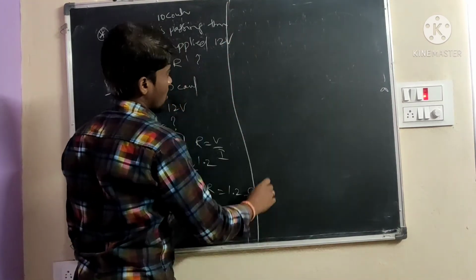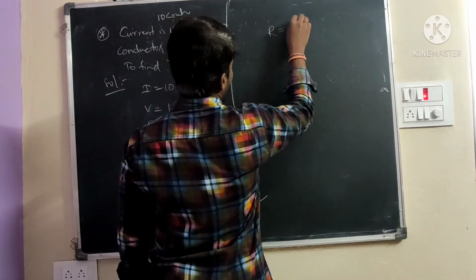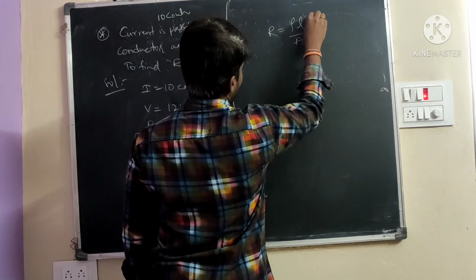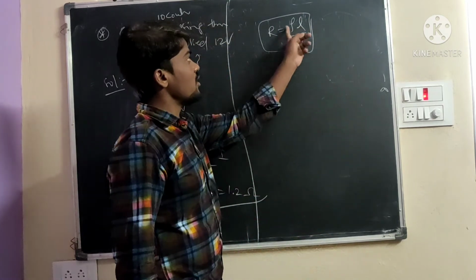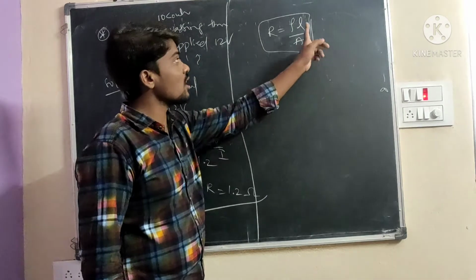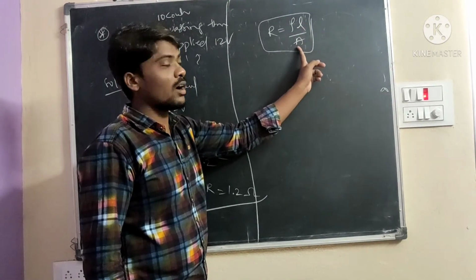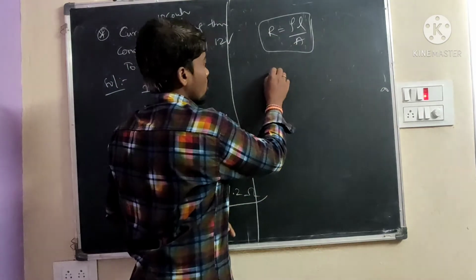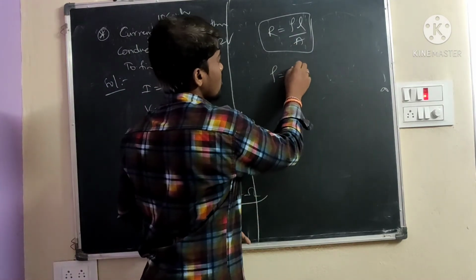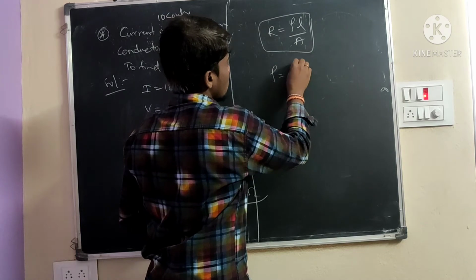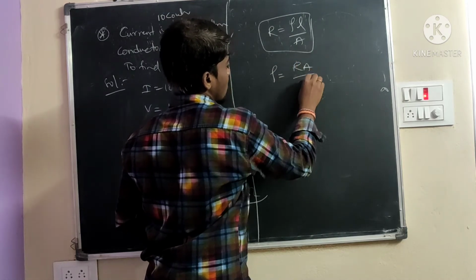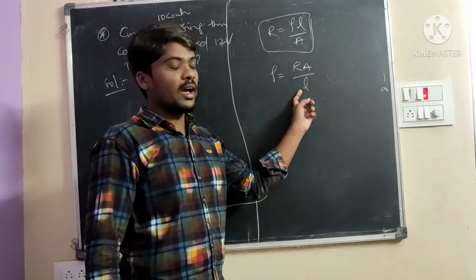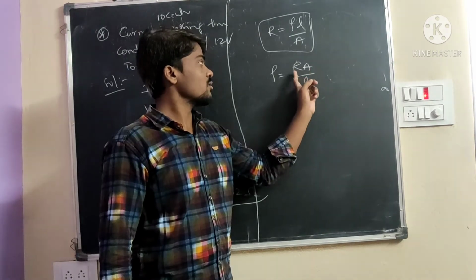And also R is equal to rho L by A. This is also a very important formula. Length of the conductor and area are given, and resistivity is given. You will find out the resistance. For example, to find resistivity, rho is equal to RA by L, where L is the length of the conductor and area is given and also R.